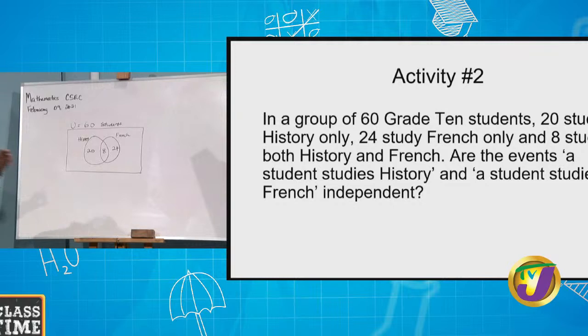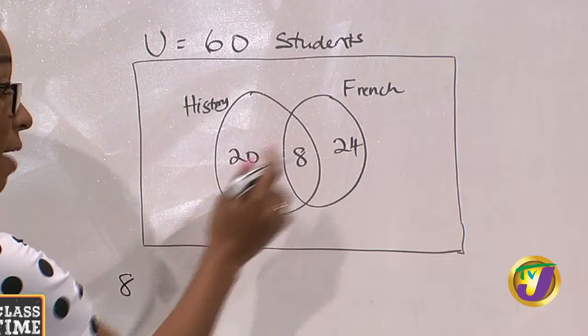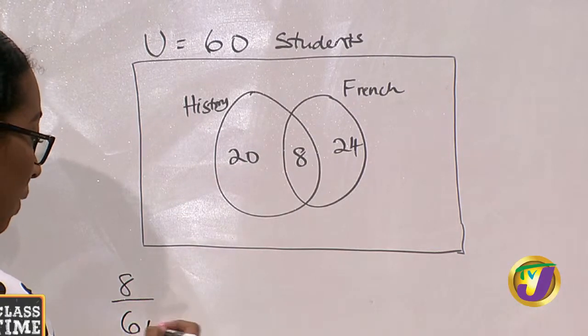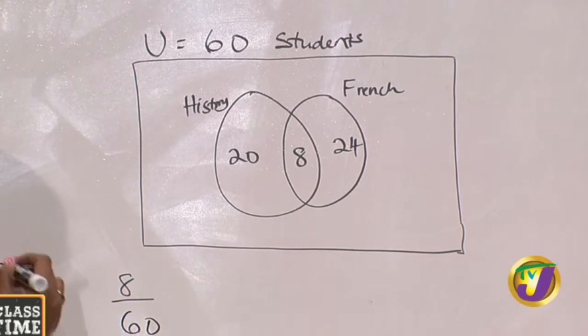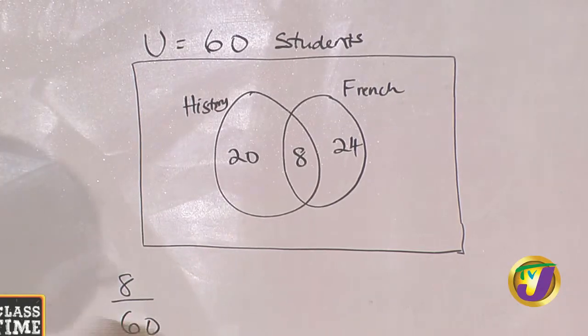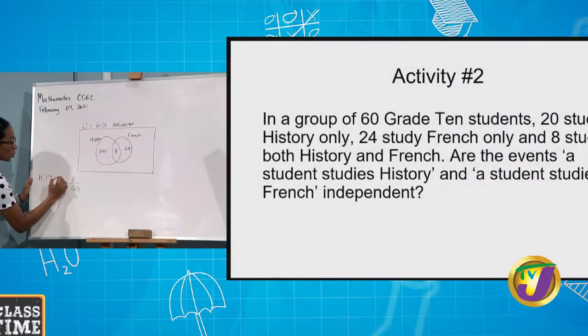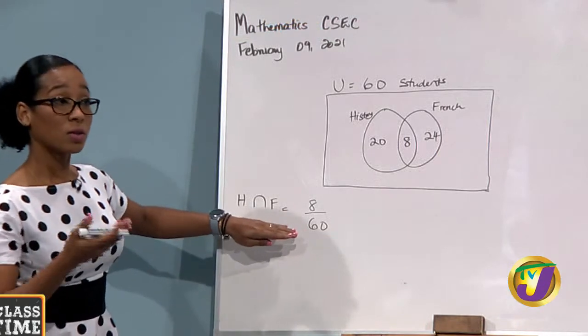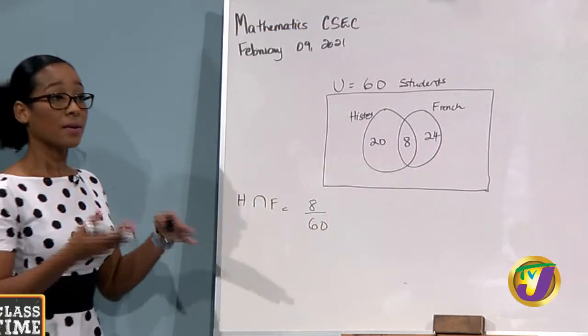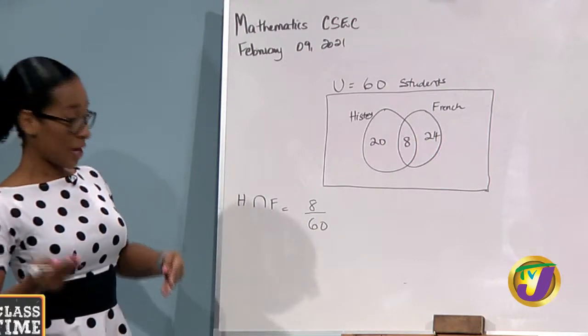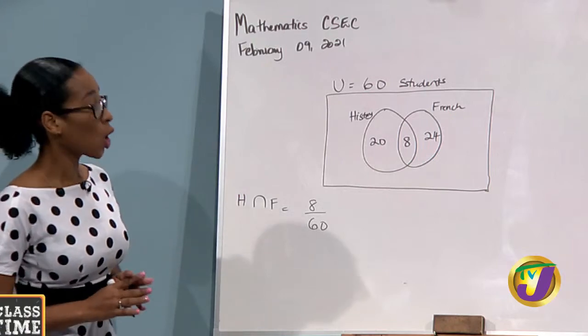So here we know that the probability of a student studying history and French is 8 out of our 60 students. I'm using H for history and F for French. I'm sure we remember this from sets. So H intersect F, history intersect French, is 8 out of 60 students, which is the same as saying the students who study history and French is 8 out of 60.